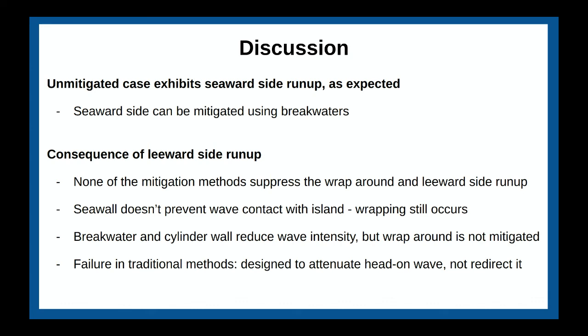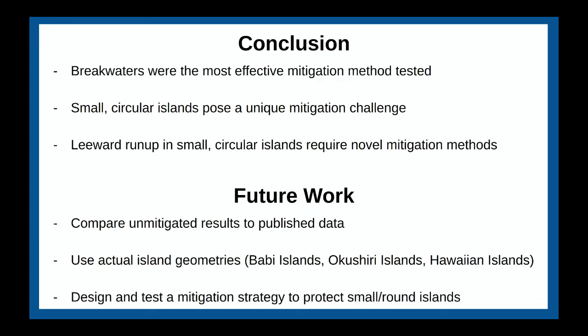In conclusion, breakwaters were the most effective mitigation method tested. However, small circular islands pose a unique mitigation challenge, the leeward side runup. Addressing this challenge requires novel mitigation strategies. As we continue our work, we plan to compare unmitigated results to published data, as well as simulate actual island geometries with small circular shapes, such as the Bobby, Okshiri, or Hawaiian Islands, to design and test a mitigation strategy to reduce lee side runup in these island shapes.